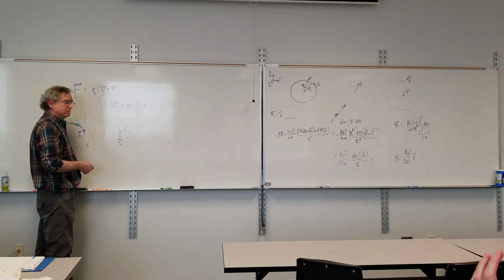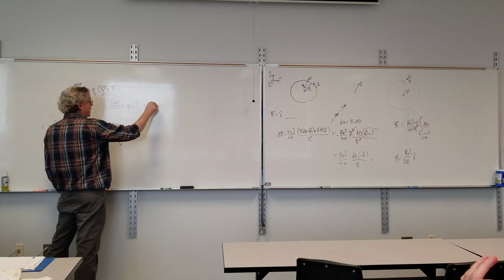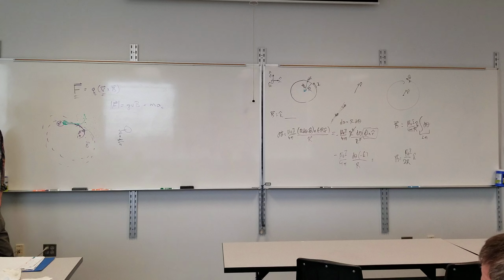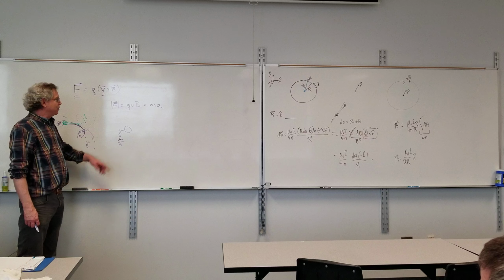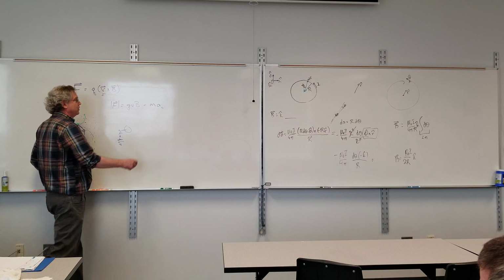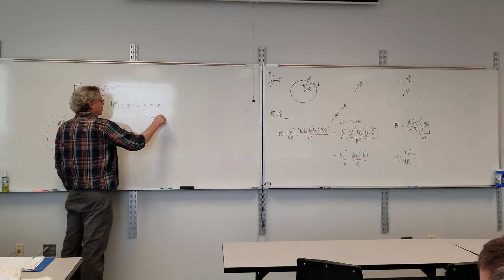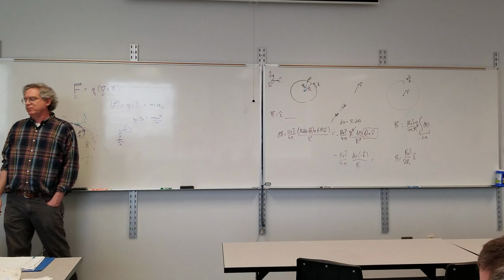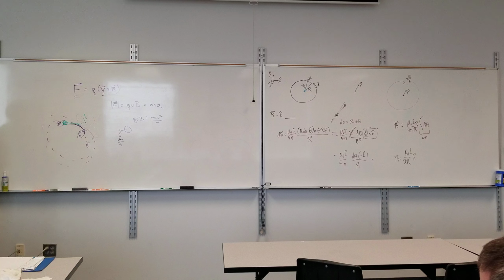F equals ma, so this is equal to mass times centripetal acceleration. Formula for the magnitude of centripetal acceleration: v squared over r. That's the one. M only shows up when you're looking for the force. So that's equal to mv squared over r. What's the other formula for the magnitude of centripetal acceleration besides v squared over r?